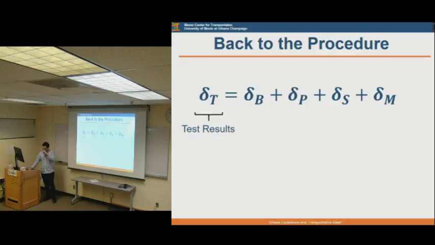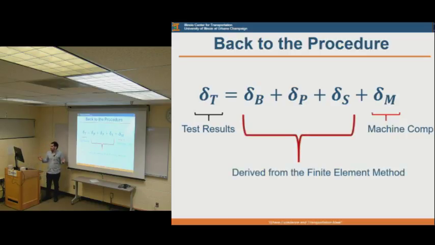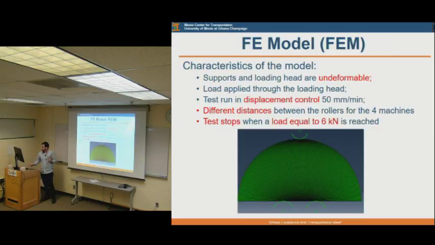So we have the total displacements, which is coming from the test results. And we would like to determine the machine compliance, and we would like to find out these remaining terms, which we conducted a finite element model to find what those terms are. So we have a finite element model here. We simulated these tests for all 4 different machines, and the reason why we have 4 different machines, the only difference is this support distance. But other than that, it's pretty much the same model, right?